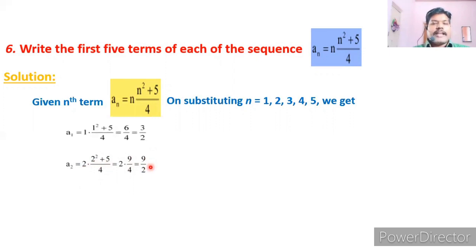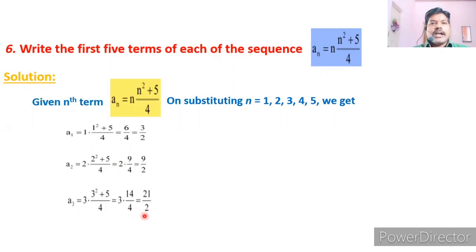Similarly, I will take n is equal to 3. If n is equal to 3, we will get A3, which is 3 into (3 square plus 5) by 4. 3 square is 9, plus 5 is 14, so that is 3 into 14 by 4. 14 by 4 is 7 by 2. So 3 into 7 by 2 is 21 by 2.